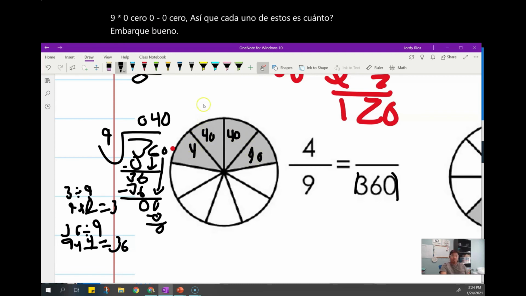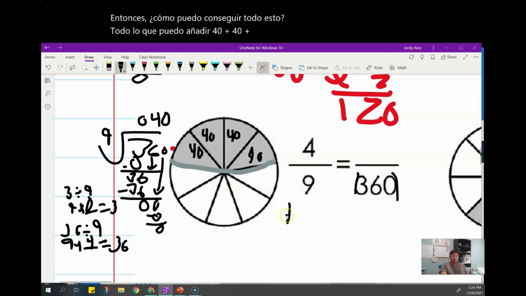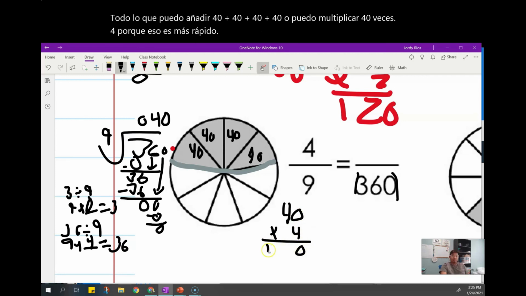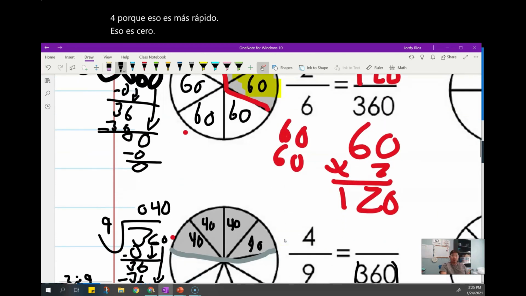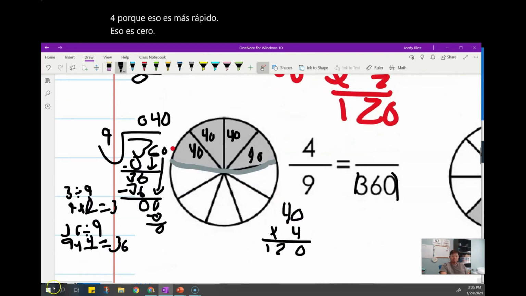So how can I get all of this? I can add 40 plus 40 plus 40 plus 40, or I can multiply 40 times 4 because that's quicker. Give me 1 second, I'm sorry. Sorry, my mistake. I thought it was wrong. It's 16. 4 times 4 is 16. So that means this angle right here is 160.